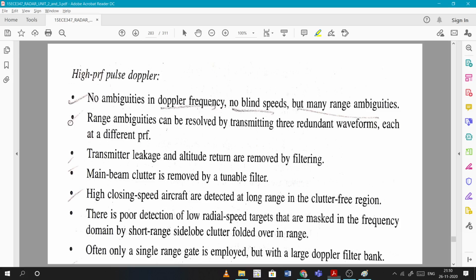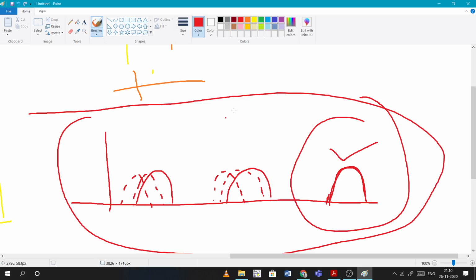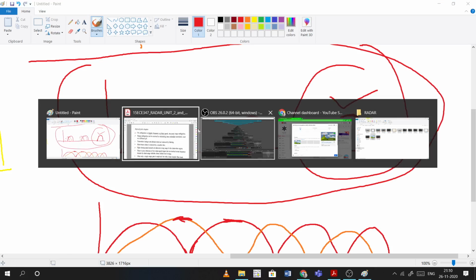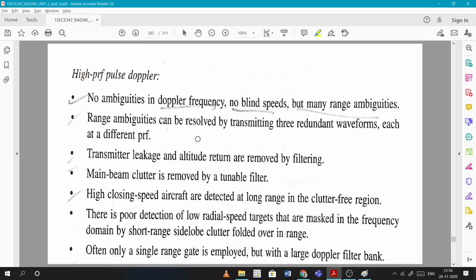Understood? And transmitter leakage and altitude returns are removed by filtering. If there is transmitter leakage, we already discussed that while transmitting, it may leak to the receiver as well. That is the transmitter leakage. The other thing is the altitude return, which can also be resolved by using filters. Main beam clutter is removed by a tunable filter, which we already discussed. Okay, that will match with the clutter frequency.